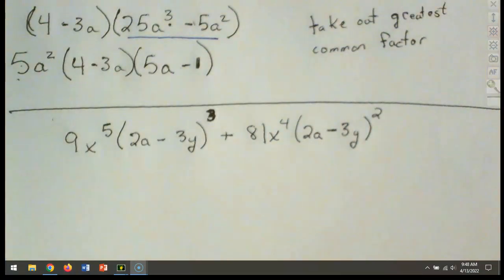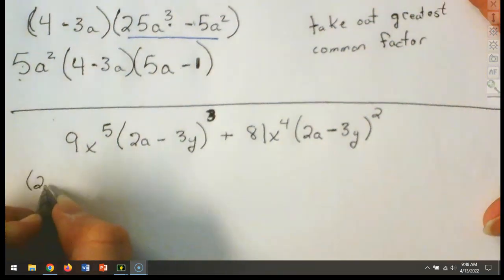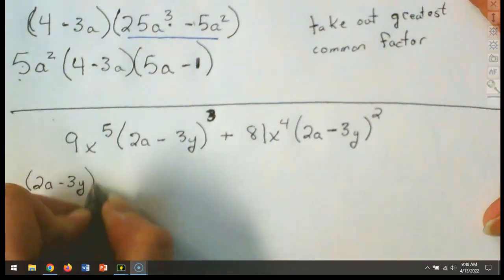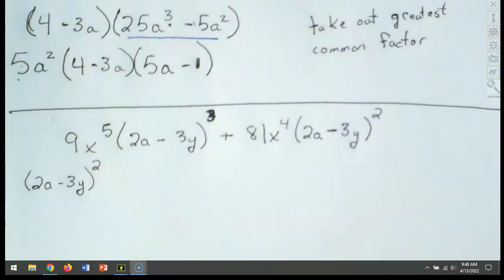Okay, so on this one, we're going to have to factor out what we have in common, and then we'll probably have to factor it again and again after that. So let's look at this first, and let's see what we can work with. Well, when we look at these groupings, they have powers. Just like a variable, we can only take out the smallest power. So this one's a 3, and this one's a 2. So the only thing I can take out is a 2a minus 3y quantity squared. So that's all I can take out of there.